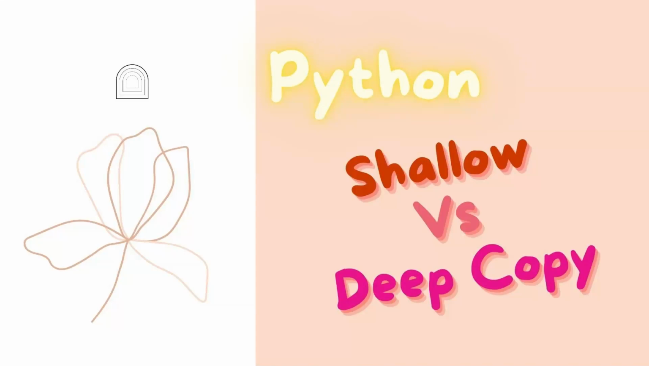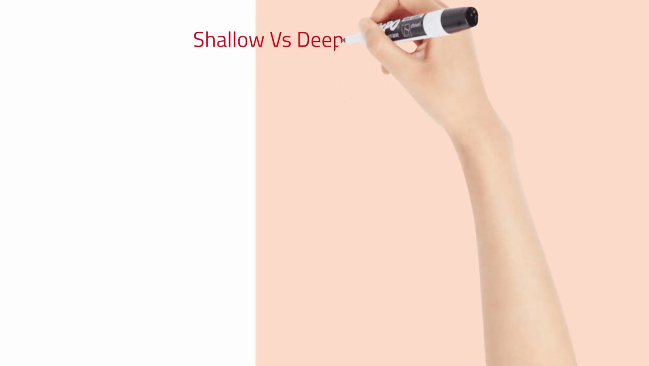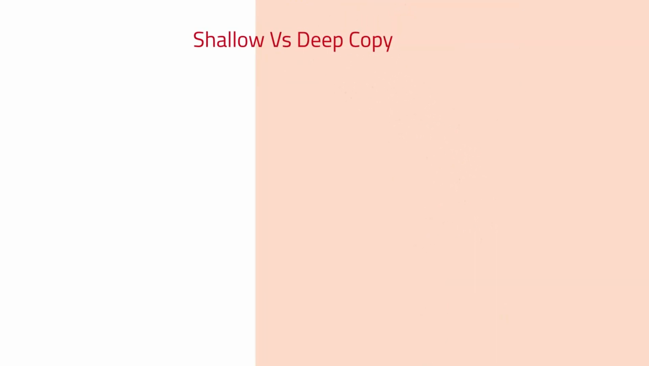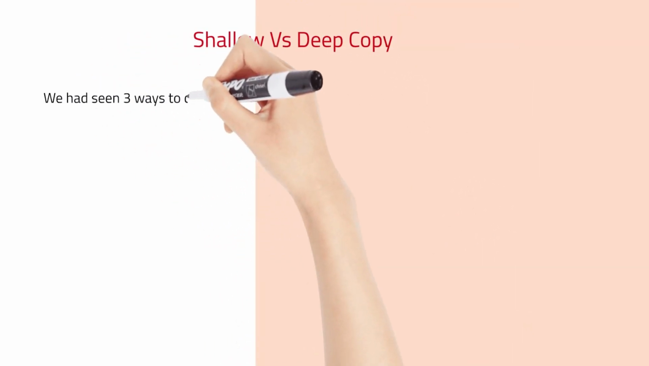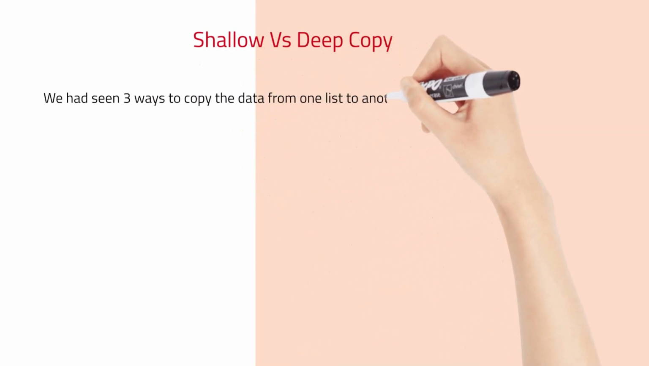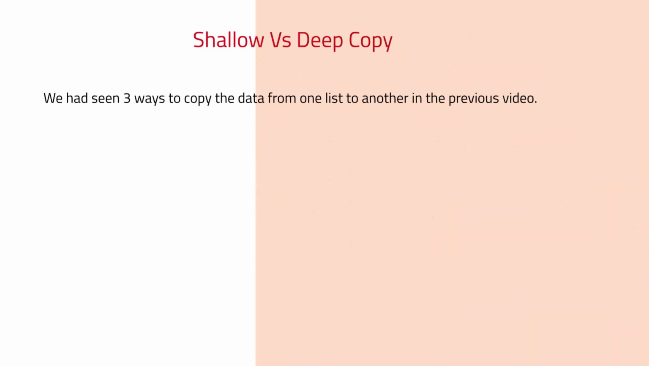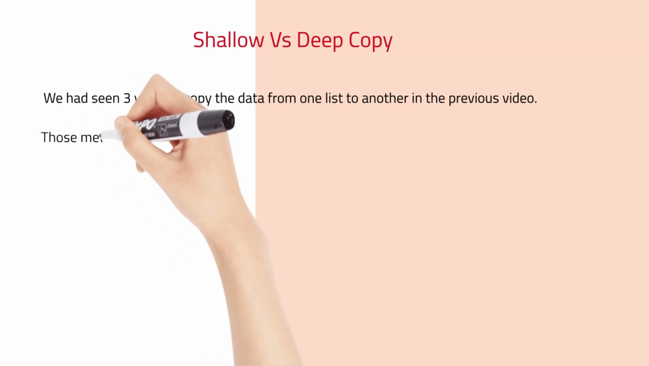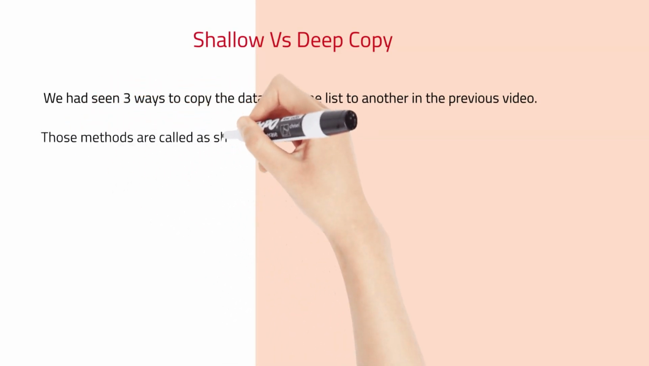In this video, we will discuss the concept of shallow copy and deep copy. We had seen some ways to copy the data from one list to another in the previous video. Those three methods are called shallow copy.